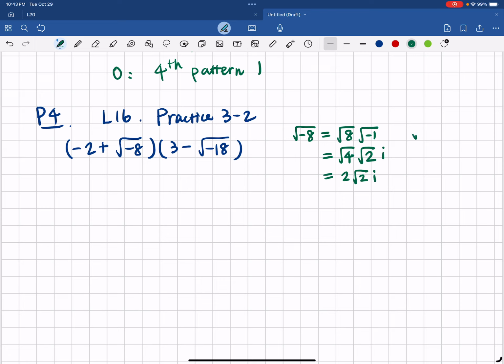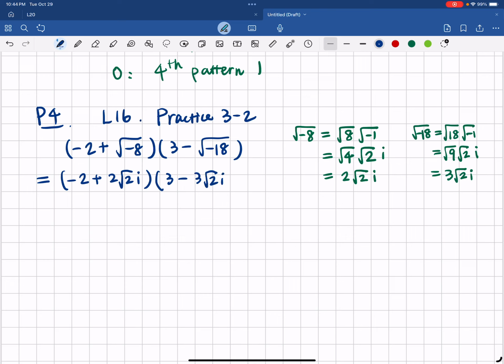Now let's do the same thing for square root of -18. You will split into square root of 18 and square root of -1 first. Next, splitting 18 to 9 and 2. And square root of -1 becomes i. Next, simplify square root of 9, which is 3. So it's 3 square root of 2i. Now let's put them back into the expression. So you have -2 plus 2 radical 2i, and then parentheses 3 subtract 3 radical 2i.